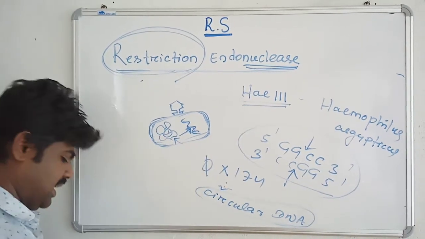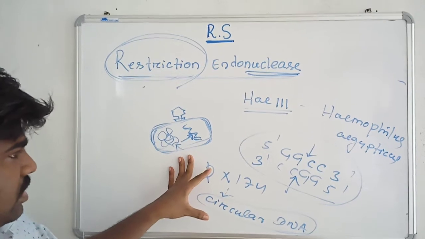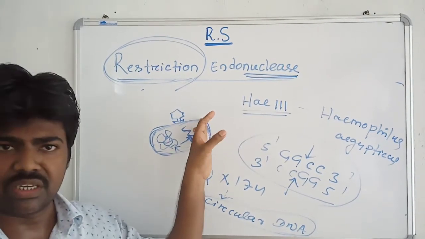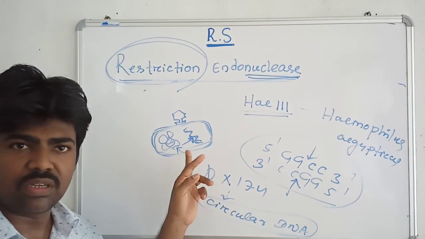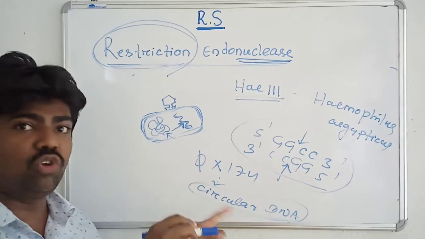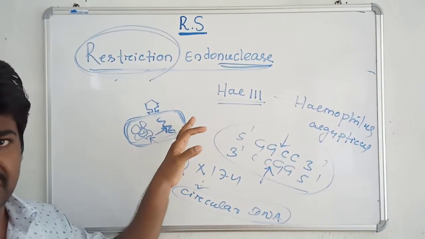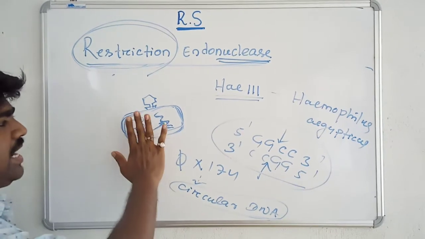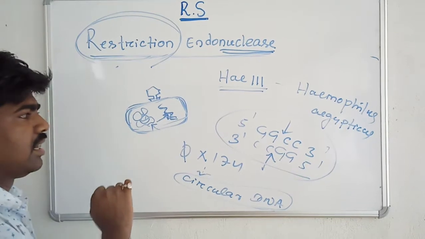So now a question arises. These restriction enzymes cut this viral DNA only. Why will they not cut the bacterial genome? The chance of cutting of this bacterial genome is much larger than cutting the viral DNA, because the genome size of this bacterial cell is much larger than the viral DNA.